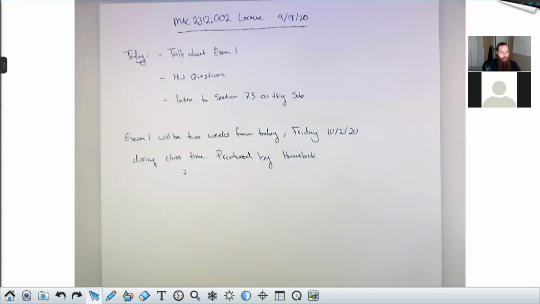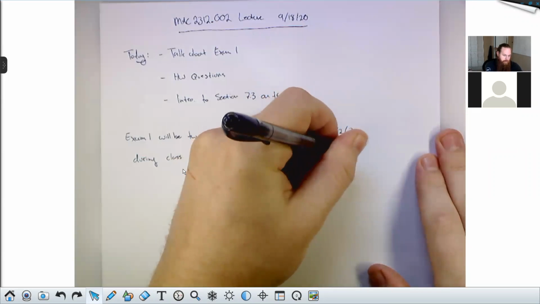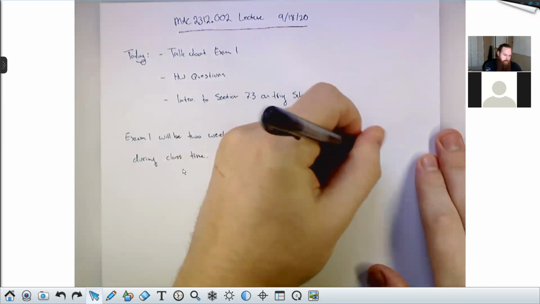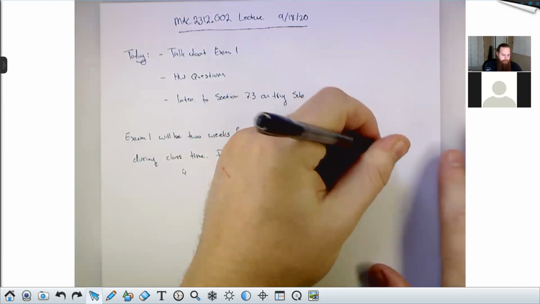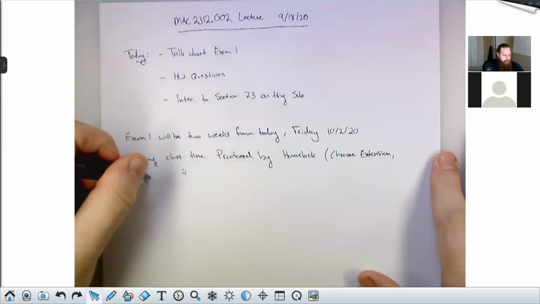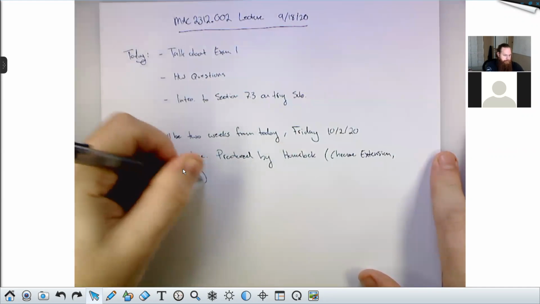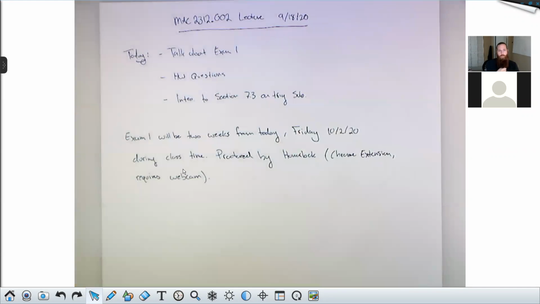If you haven't used HonorLog before, this is a Chrome extension. And it requires a webcam. If you don't have a webcam, you can go to the library and use one of their computers, although there are only a handful there that have webcams. So if that's your plan, you want to show up early that day.